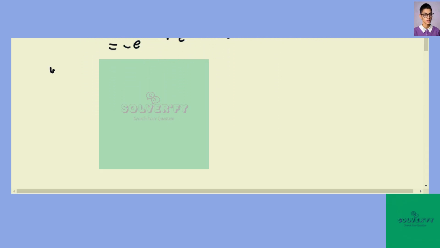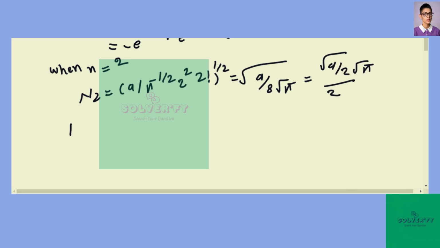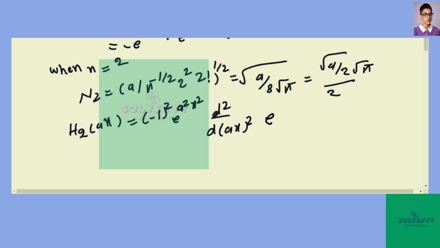And when n is equal to 2, right? So when n is equal to 2, this N2 is equal to (a over pi) to the power 1 over 2, 2 square, 2 factorial, to the power 1 over 2, this is equal to a over 8 pi, and also this is equal to a over 2 square root pi over 2, and this H2 of ax is equal to (minus 1) to the power minus 1 square, e to the power a square x square, and d square over d(ax) whole square of e to the power minus a square x square, this is equal to minus 2 plus 4a square x square, right?